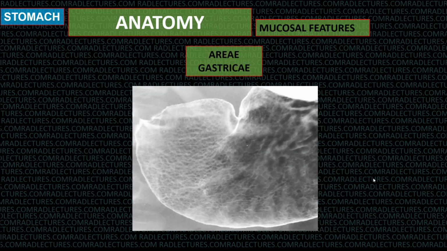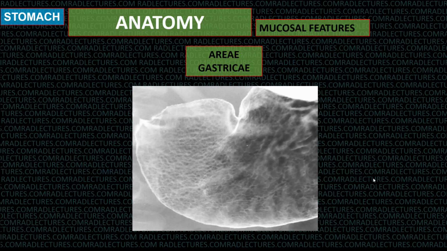The area gastricae are a specific feature of the gastric mucosa where the barium has really coated it nicely and has entered into the crevices or the crypts of the gastric mucosa. It used to be said, and it is still true, that the test of a very good coating is if you can see area gastricae.